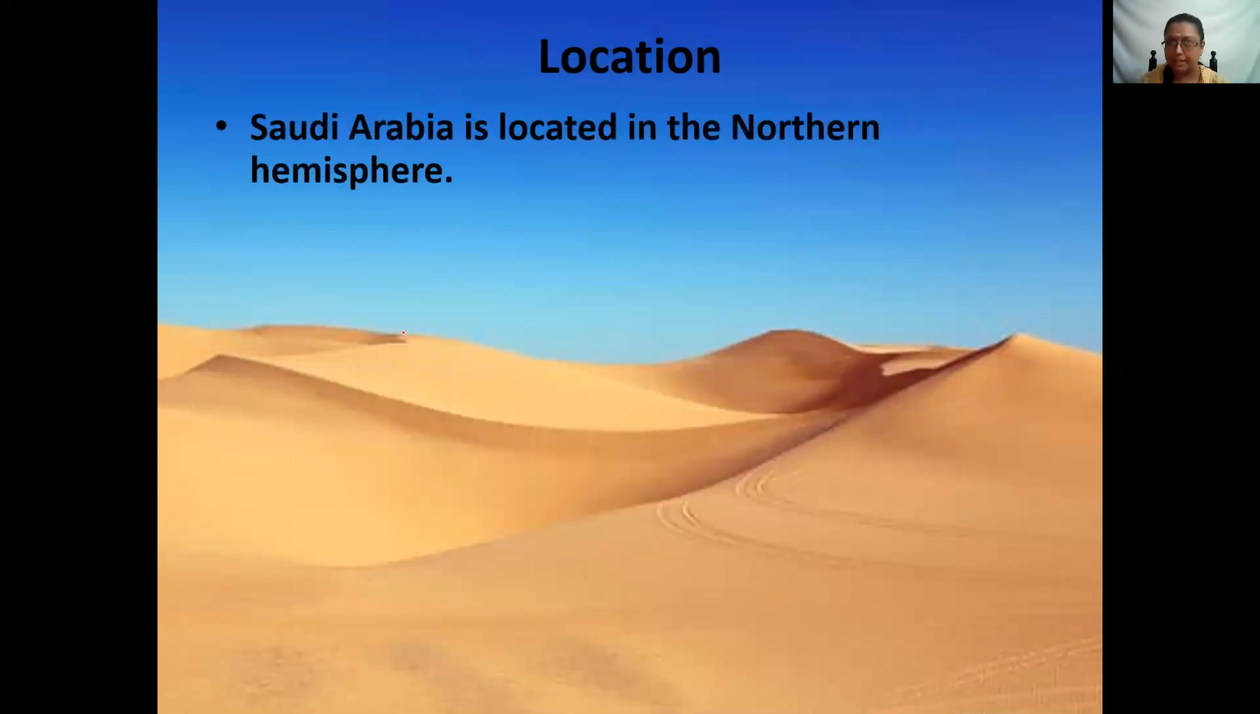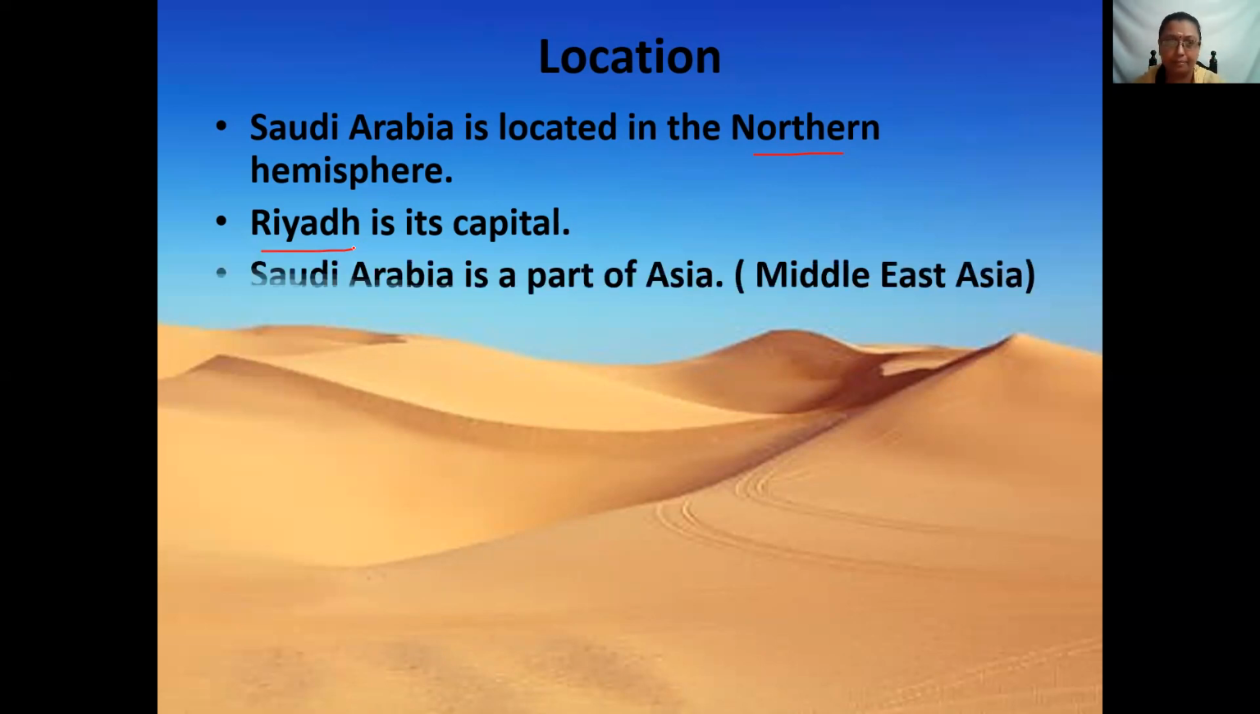Same points are repeated here. Saudi Arabia is located in the northern hemisphere. Yes, why do we say northern hemisphere? Which part do we call the northern hemisphere? The part of the earth above the equator, we call it the northern hemisphere. And Saudi Arabia is just above the equator, so we call that the northern hemisphere. And Riyadh is its capital. I forgot to show you in the map. I will show you later. Okay. So Riyadh is its capital.